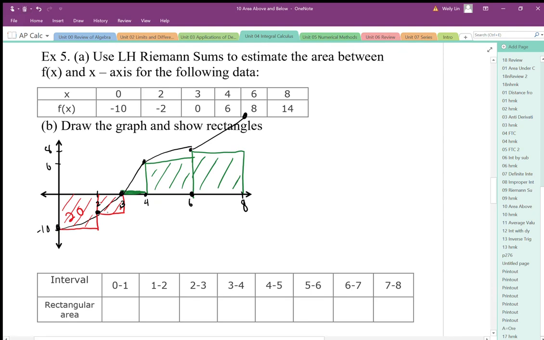Oops, sorry, I forgot to finish the red ones. This area here is going to be negative 2 with a width of 2, so it's going to be 2. So my red areas are going to be 20 plus 2. Okay, that's the areas below. If I were to talk about displacement, I would make sure that's negative 20 and negative 2. But again, the difference here is we're talking about the area.